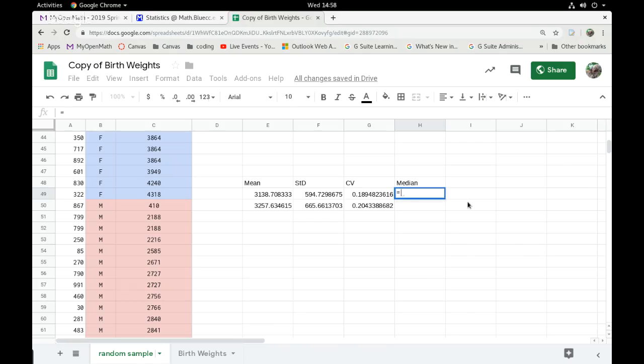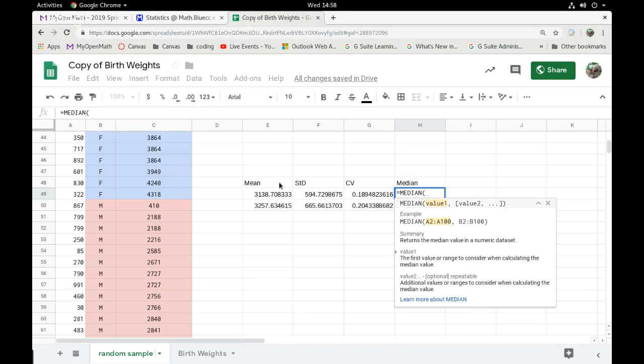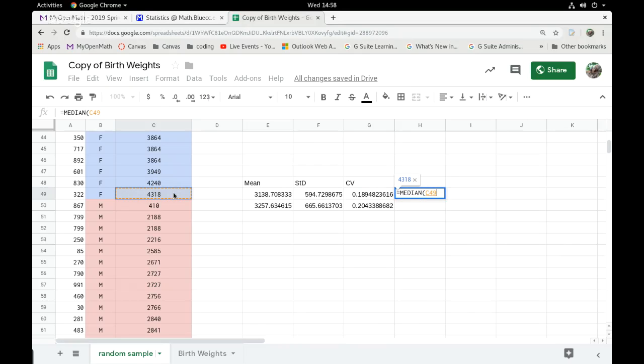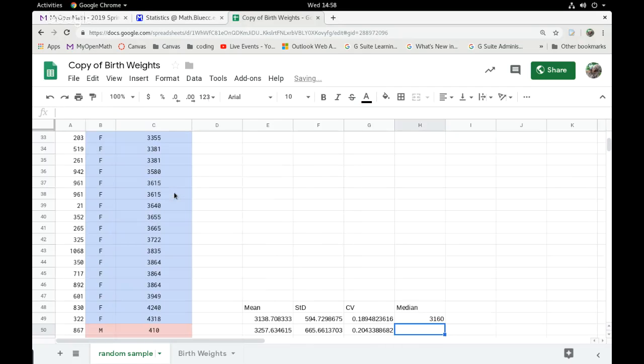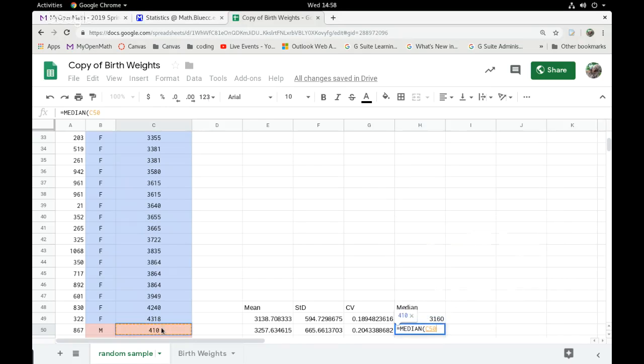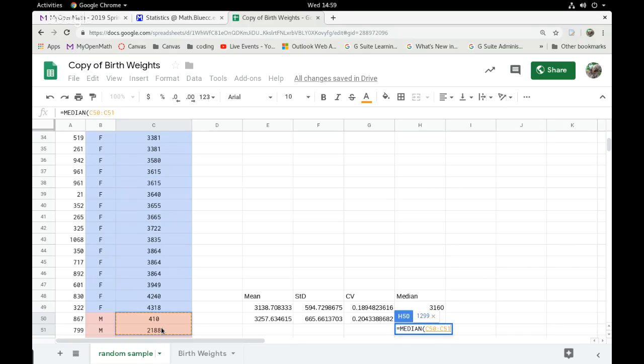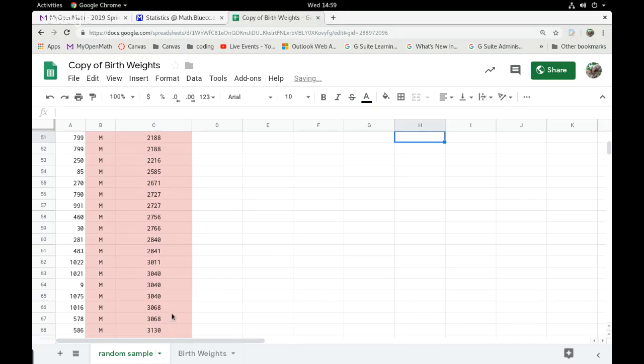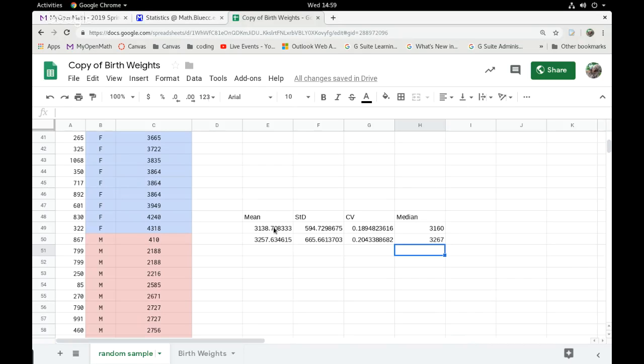Let's see, equals median, females and males. Again, we could do a lot more, but I'm trying to make this video relatively short. All right, what do we got? Too many decimals for one. Make that easier to read.